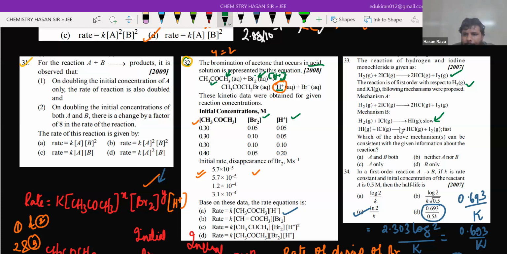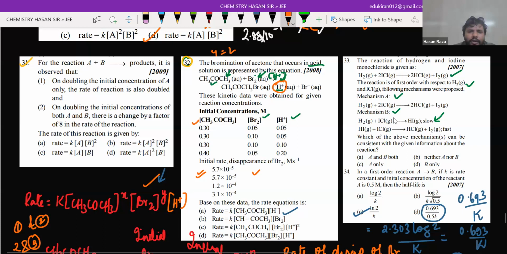That is your, just wait a minute. What is this A and B? A and B. Okay, let's say this is reaction mechanism A, mechanism B.